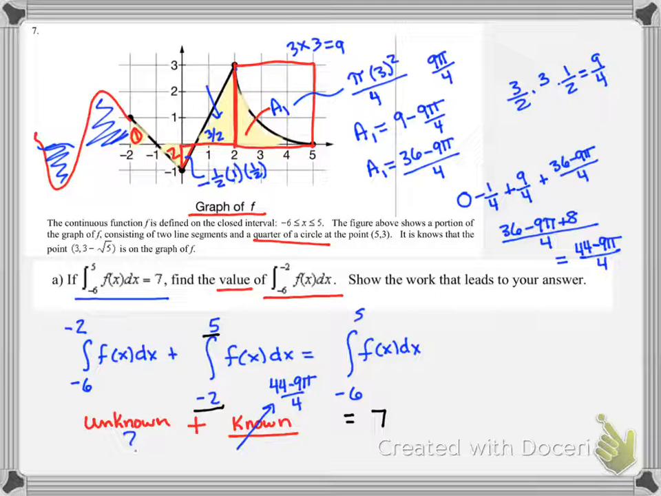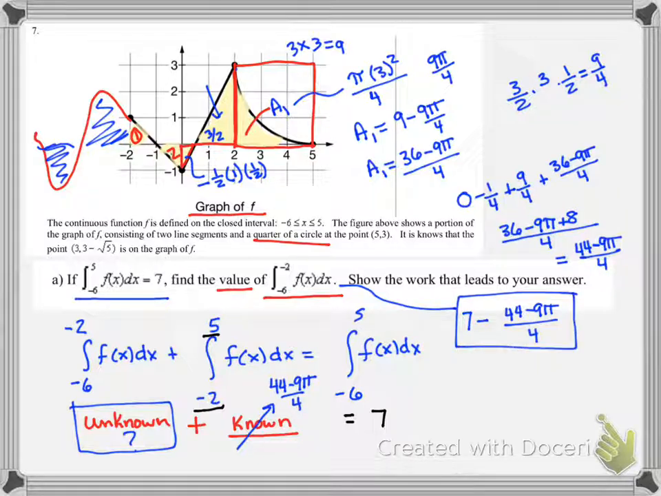And this unknown portion, the portion that we were asked about, is now easily solvable. The portion that we wanted was 7, because we're going to subtract from 7 to get this unknown all by itself. 7 minus 44 minus 9 pi over 4 is equal to that area that was asked for. And I'm going to stop right now because I'm not tempted to do any simplifying so that I could mess myself up. If they say show all the work that leads to your answer, you don't have to simplify.